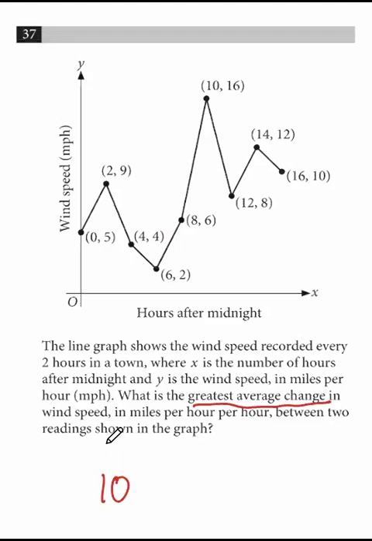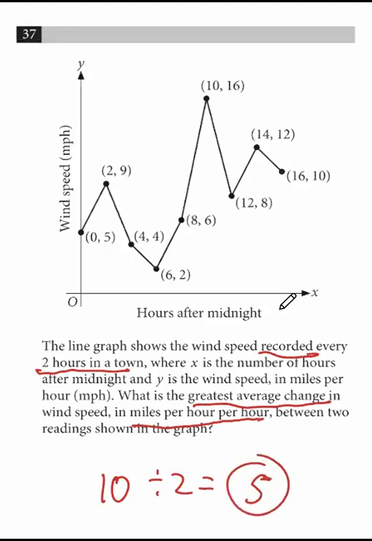And then this tells us that this is the wind speed recorded every 2 hours, and we need it in miles per hour per hour. So we need to convert from 2 hours to 1 hour. So this would just be 10 divided by 2, which is 5. So the correct answer is 5. Then question 38.